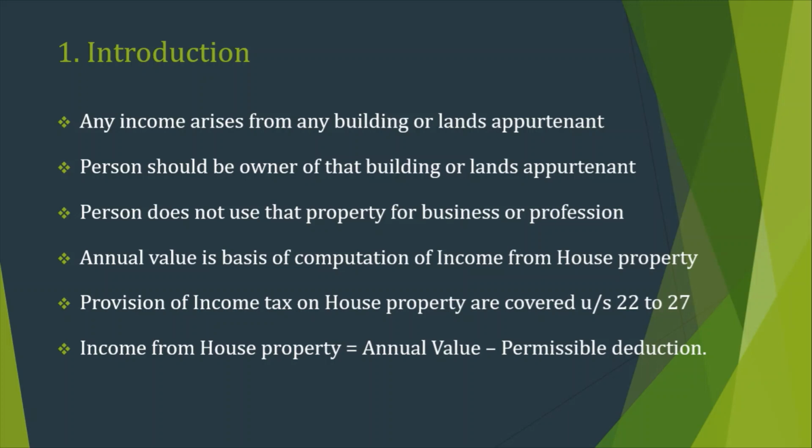In the overall picture, income from house property is the gross annual value minus permissible deductions, in which we include the standard deduction, interest on borrowed capital for construction or acquisition of the house property, and the municipal taxes. If we deduct these components, or the unrealized rent, from the gross annual value, we receive the income from house property. So this is the introduction.